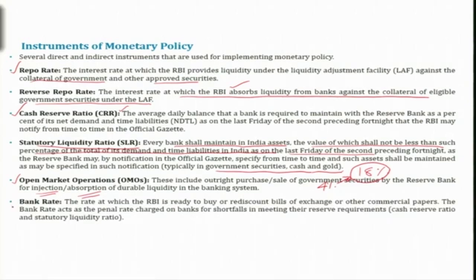Then another tool is bank rate. This is the rate at which the RBI is ready to buy or rediscount bills of exchange or other commercial paper. And actually the bank rate is used as a penal rate charged on banks for shortfalls in meeting their reserve requirements. Suppose the banks are unable to keep the cash reserve ratio for a stipulated period of time. If they keep failing to maintain it, there are some penal provisions, a penalty that the bank needs to pay to the central bank. The rate is fixed at the bank rate. This is actually the bank rate, the penalty rate.